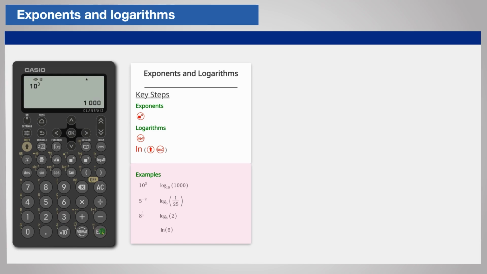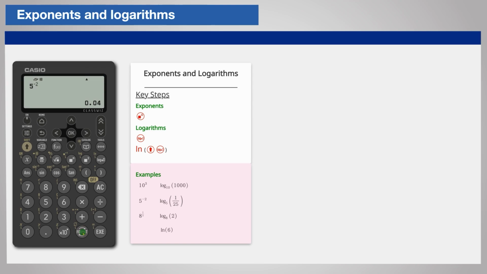To evaluate 5 to the power of -2, enter 5, press the exponent key and enter -2. Try to use negation for negative numbers. Again, press the execute key to complete the calculation. 5 to the power of -2 is equal to 1/25. If you want this as a decimal, press the format key.